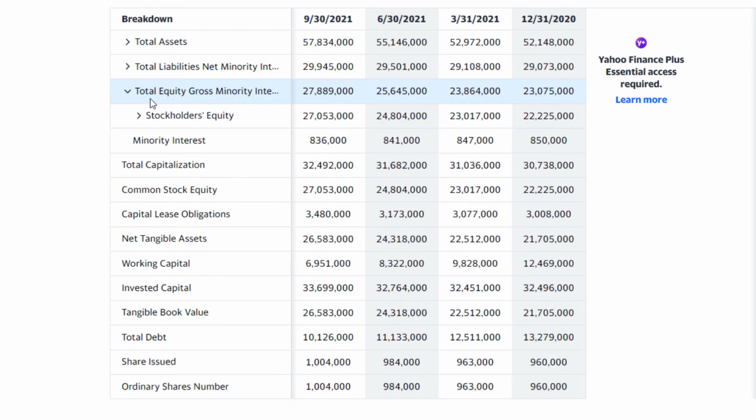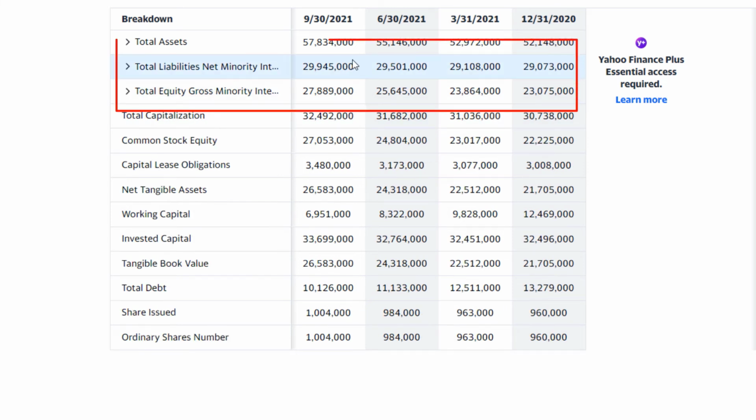But again, this is common, where 27 billion of the 27.8 billion is in what we have as stockholder equity. And the key is that's the difference between assets and liabilities. So assets minus liabilities will equal equity. These three are the big three you want to look at.